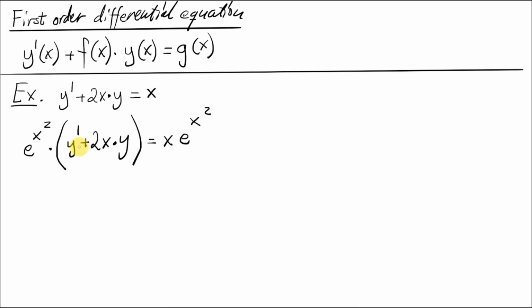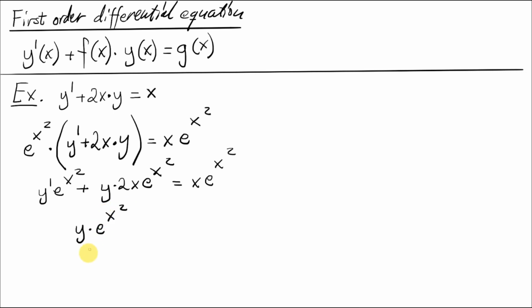These two linear equations are equivalent, because if this is true, then this must be true, and vice versa. If this is true, it follows that that must be true. So they have the same solutions. And if we multiply in the exponential, we get this one. And now we see that we can rewrite the left-hand side as a derivative of a product. And the product in this case is this. So the left-hand side we can write like this.